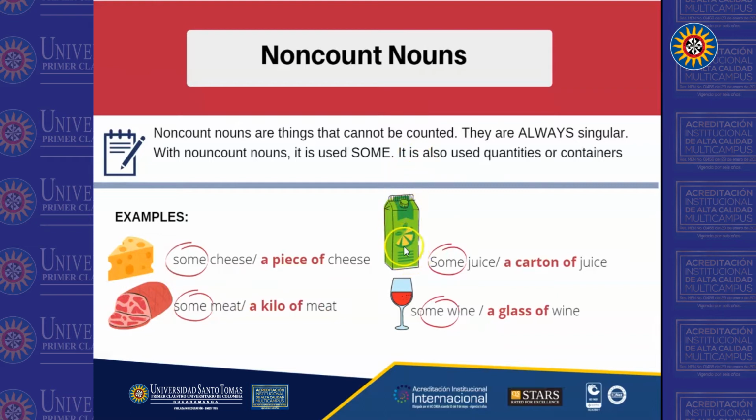Now let's see the third picture. We have some juice, right? Or we can use the container, a carton of juice. That is the name of this. Let's look at the last picture. Some wine or a glass of wine, okay?